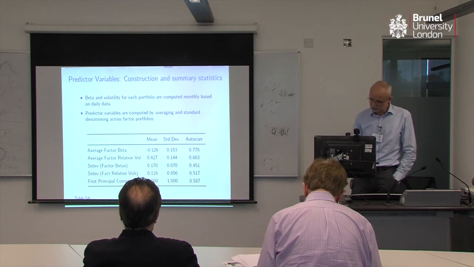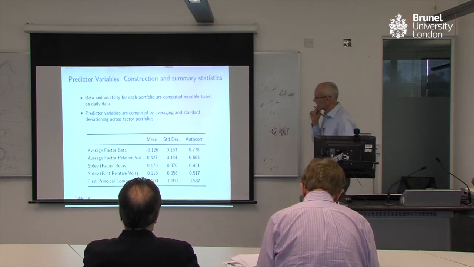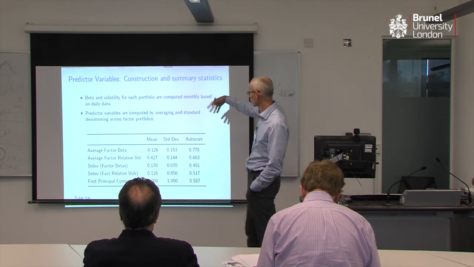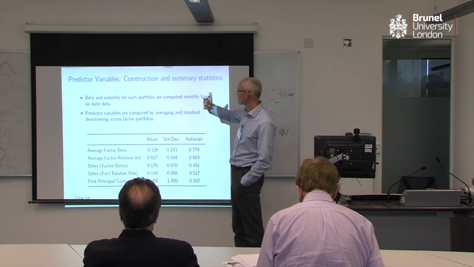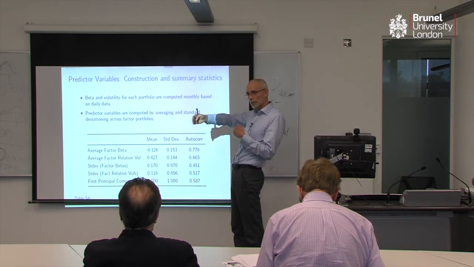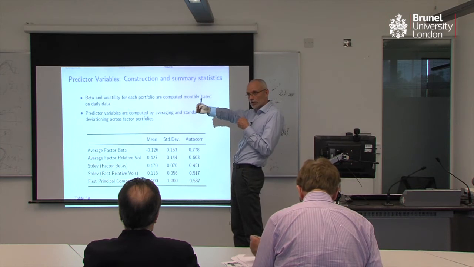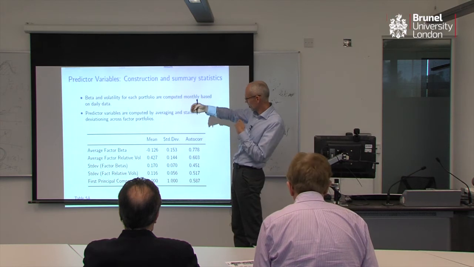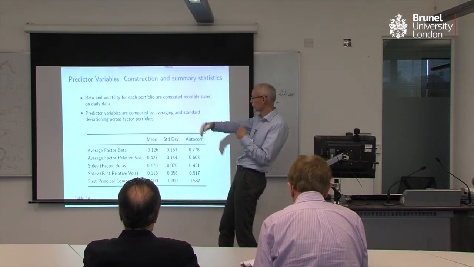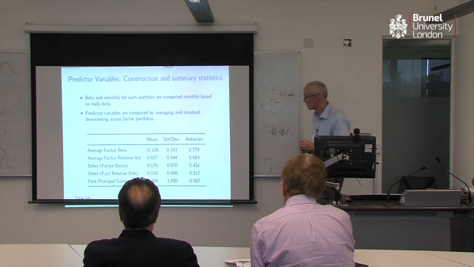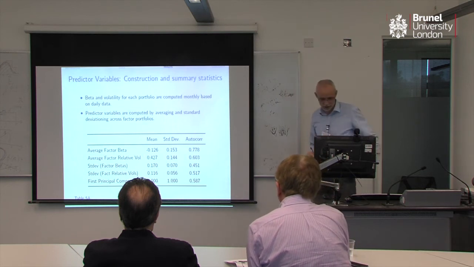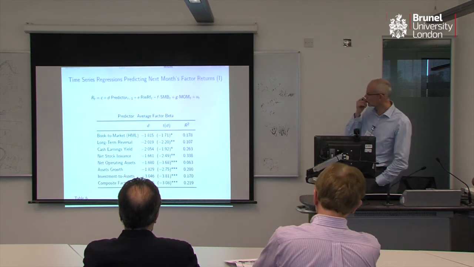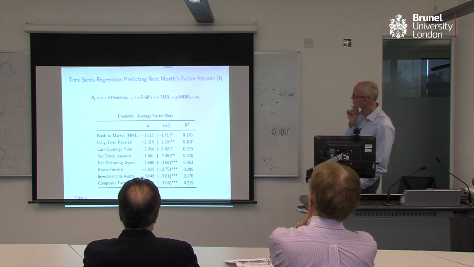All right, so I'm getting ahead of myself here. We have these daily returns, and we compute one measure that we're going to use as a predictor that's going to have a monthly realization. So we compute a factor beta per month, average relative volatility per month, etc. And that is what we're going to be plugging into the basic specification here.